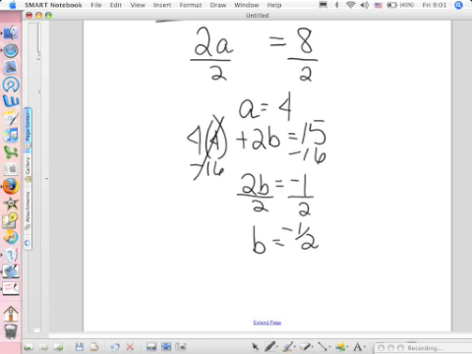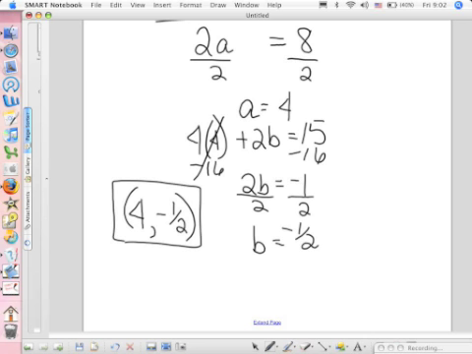Even though these aren't the letters X and Y, they still represent a linear relationship between two things. So it's two lines that are crossing at a point. When I put this in ordered pair form, which letter goes first? A. A goes first, it comes first in the alphabet. So it's 4, negative 1/2. Your answer must be written as an ordered pair.